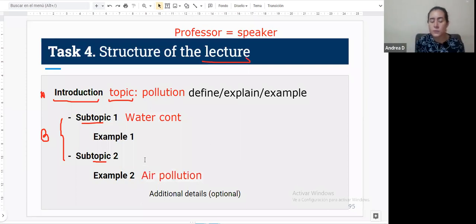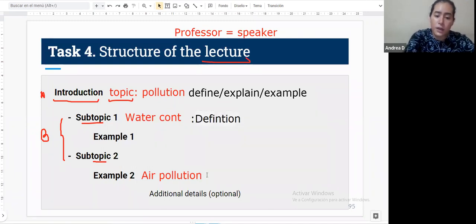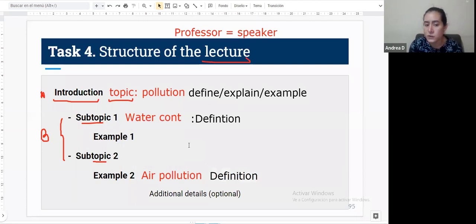So let's say these are your subtopics, 2 types of pollution. Maybe when the professor explains those, you will have a definition in there, so what water pollution actually is. So you will have a definition for each one. Now, that is important, okay?